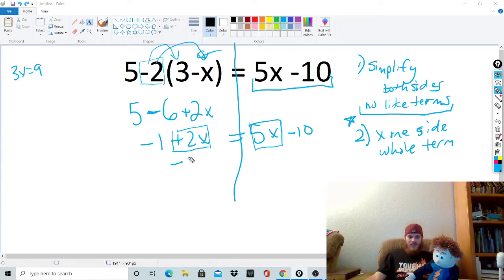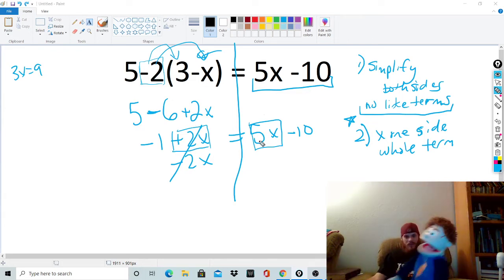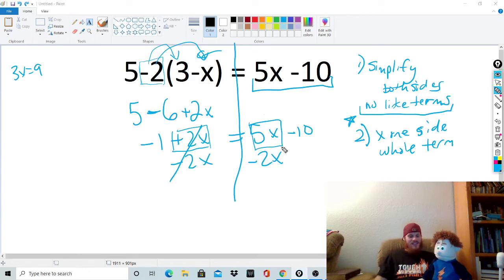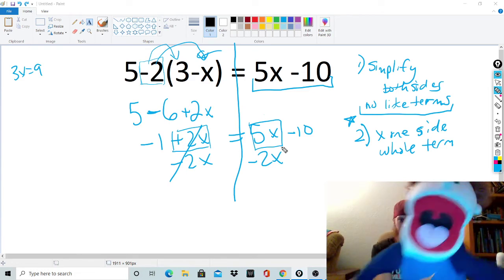So I'm going to do negative 2x. Notice, keep in mind, that's getting rid of the whole term. And I can take away 2x because those are like terms. Are you with me? Yes. Okay, so we do the same on both sides. Remember, whatever you do to one side, you got to do to the other.